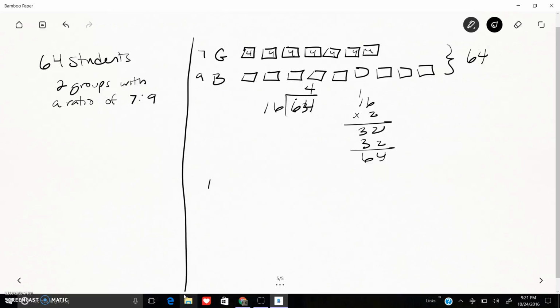All right, so girls, I would have 7 times 4, which is 28. And the boy group, I already know I have 9 boxes, right? So 4 times 9 is 36. And if you were to add those together, you would have 64.